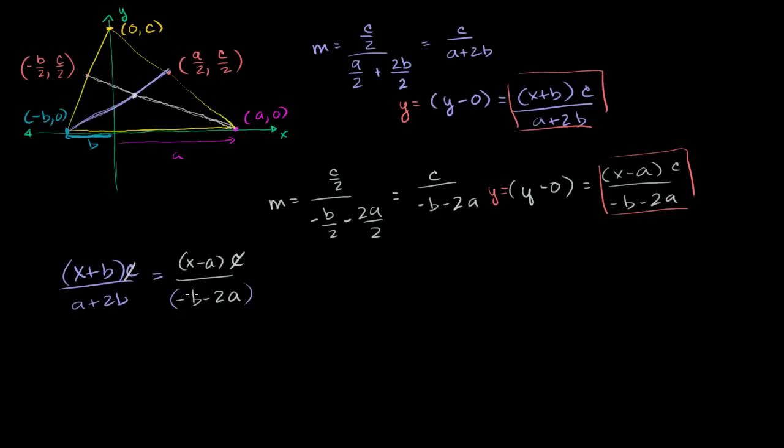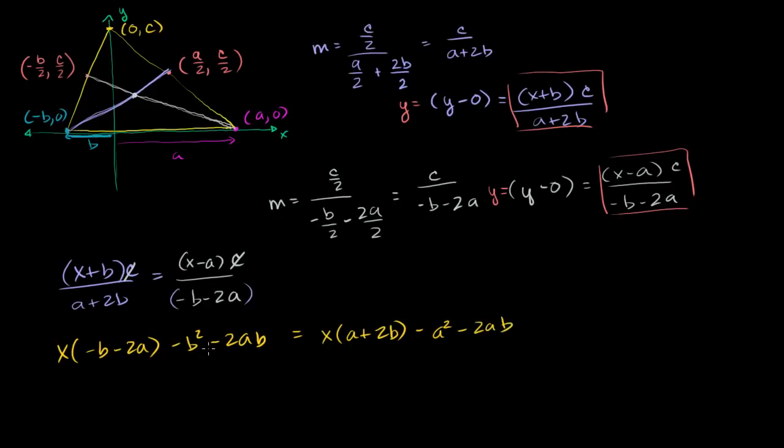So it's going to be x times all of this business. So it's going to be x times negative b minus 2a plus b times all of this. So that's going to be minus b squared minus 2ab. So I just multiplied that times that, and it is going to be equal to this times that. So it's going to be x times all of this business, x times a plus 2b, minus a times that. So minus, distribute the a, minus a squared minus 2ab.